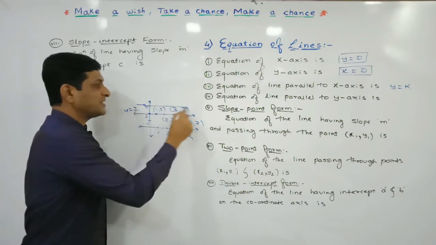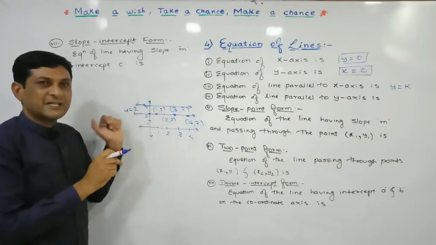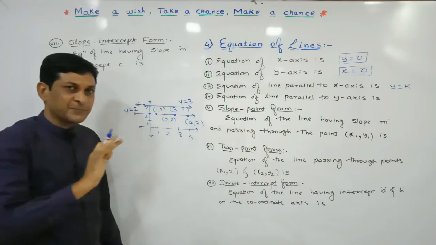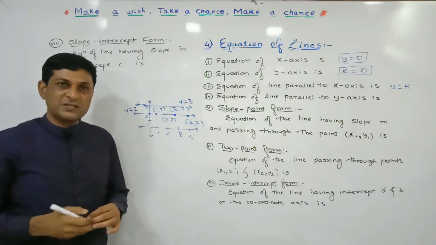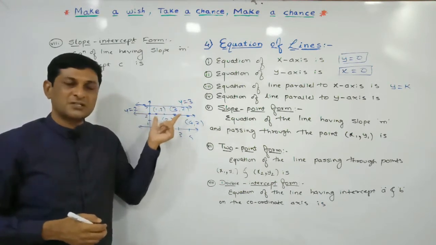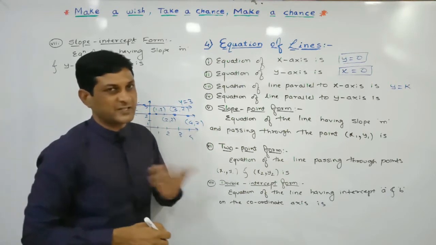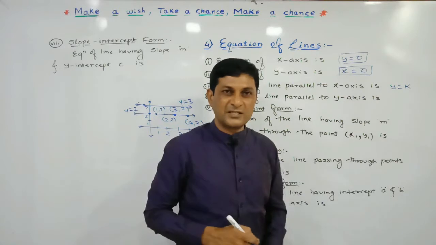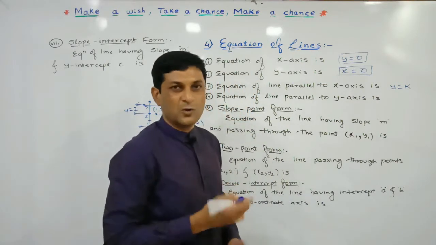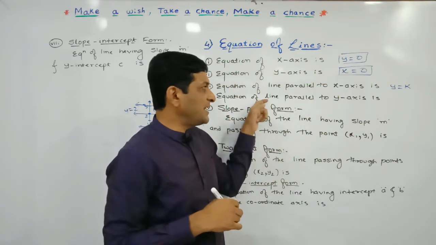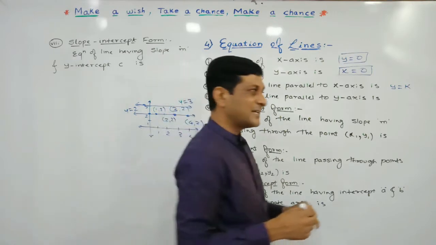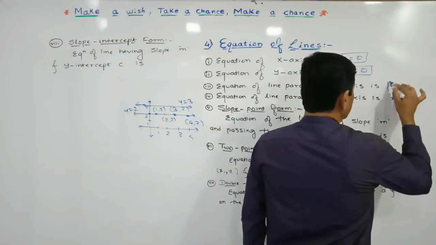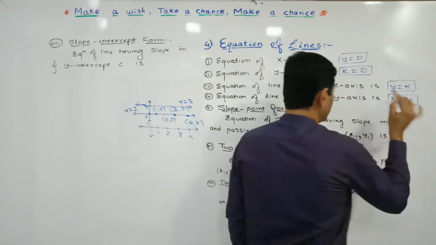If that line passes through 3 and is parallel to the x-axis, at that time we can say that the equation of the line is y is equal to 3. Means in short, if the equation is in the form of y is equal to constant, we can say that the line is parallel to the x-axis, or if a line is parallel to the x-axis, at that time its equation is in the form of what? Y is equal to constant. In the same way, if a line is parallel to the y-axis, at that time its equation is in the form of what? X is equal to constant. So k is any constant here.